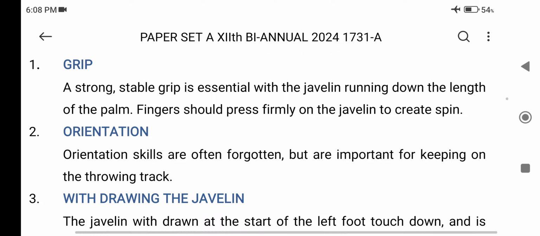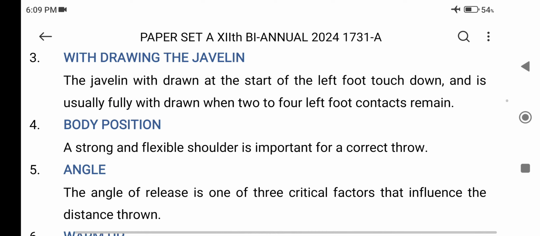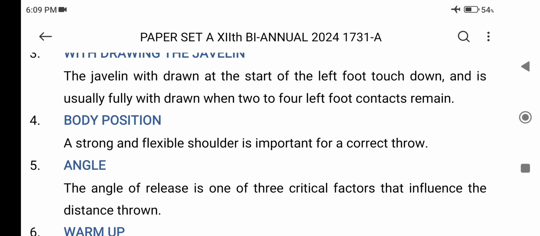Number 2, orientation. Orientation skills are often forgotten but are important for keeping on the throwing track. Number 3, drawing the javelin. The javelin is drawn at the start of the left foot touchdown and is usually fully withdrawn when 2 to 4 left foot contacts remain. Number 4, body position. A strong and flexible shoulder is important for a correct throw.